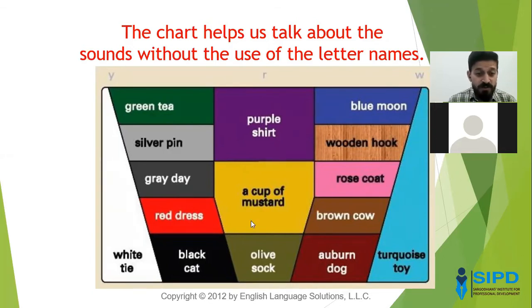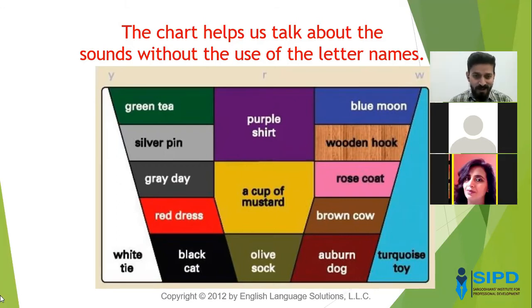Gray day, A. So this is A, and red dress, A. There is a difference between A and A. You can look at my mouth position, how I'm saying each sound. Gray day, A. Red dress, A. Black cat. So when you look down and look up, here your mouth is open the least, and here your mouth is open the most. For example, green, black. As you move from up to down, your mouth opens.